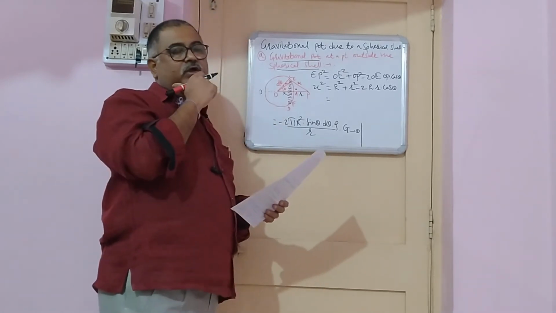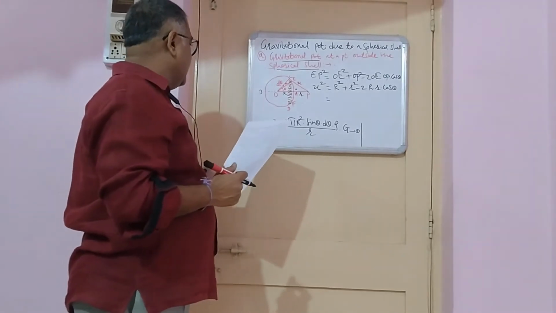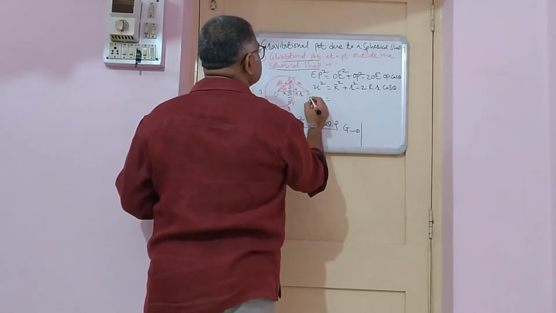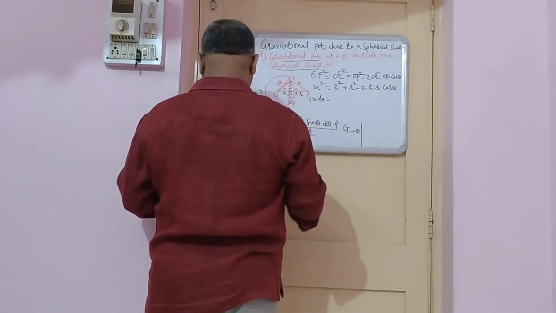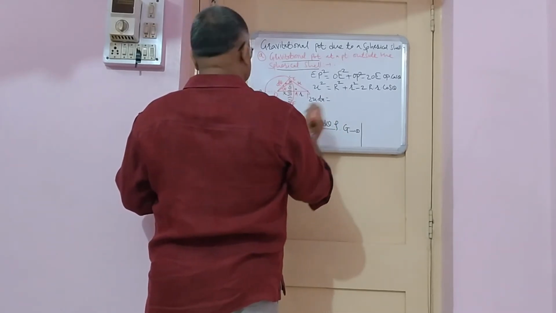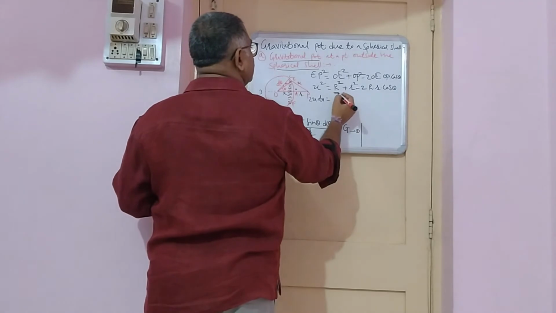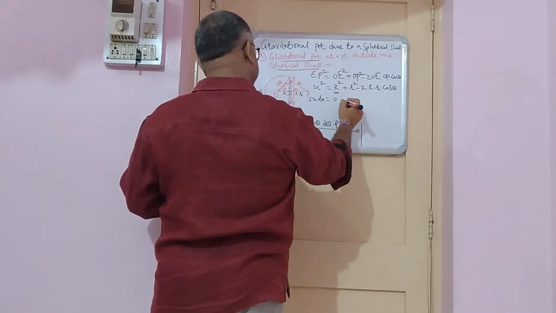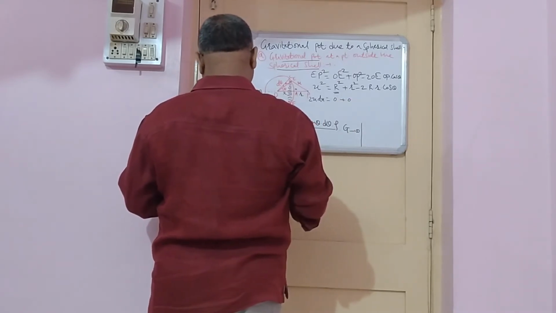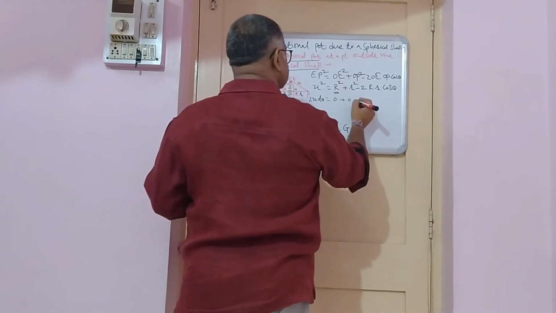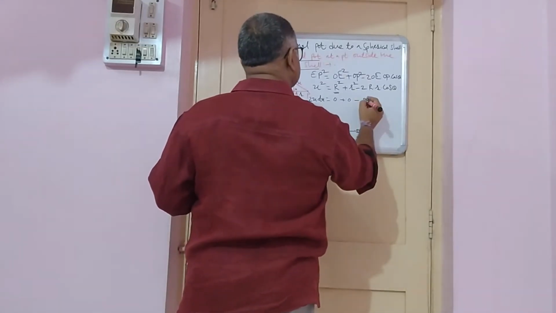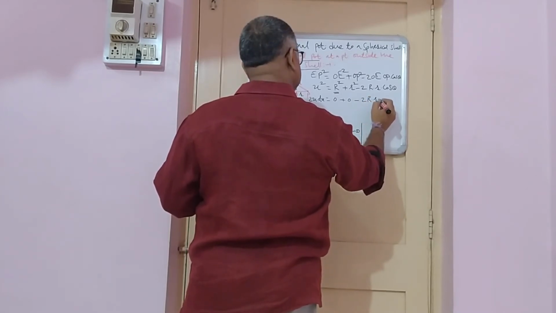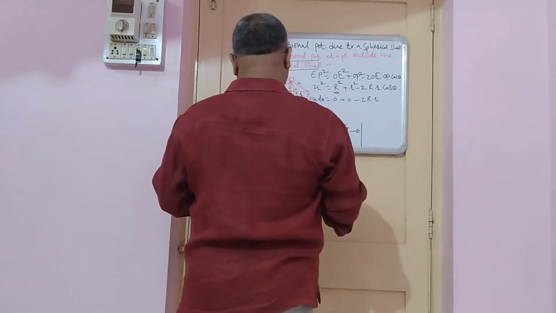For getting the value, we have to differentiate this equation with respect to x, that is 2x into dx. Then this quantity will be 0 plus this quantity will be 0 because they are constant quantities, minus of twice R into r.